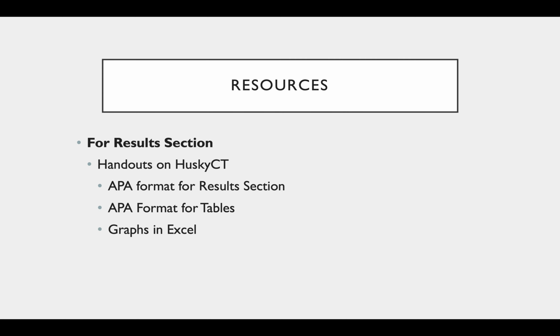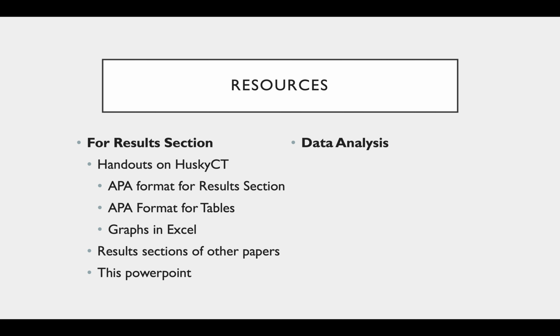So resources to get you started on all this. For the results section, there's a bunch of handouts on Husky CT in the APA resources folder as well as in the writing resources folder. You can also look at results sections of other papers that you're citing in your own document. Those are really good to look at for examples, especially for things like tables and graphs and how to reference them in text, things like that. And of course, you can come back to this PowerPoint.